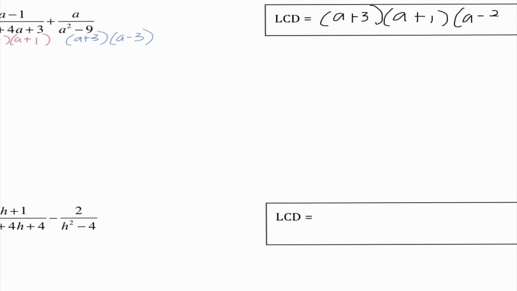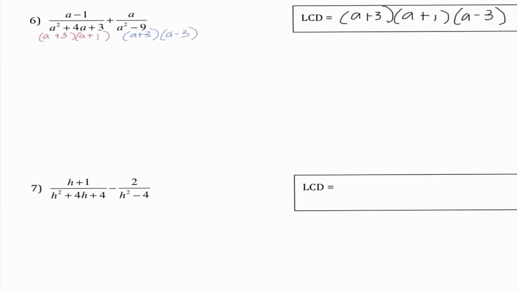times a minus 3. Because those are the 3 different bases that we saw in our common factors when we did our prime factorization. And I noticed that 1 is the highest exponent. So that would be our LCD. If we look at this first term, I am missing an a minus 3, so that's what I'm going to have to multiply by. This second term, I am missing an a plus 1, so that's what I'm going to have to multiply by.